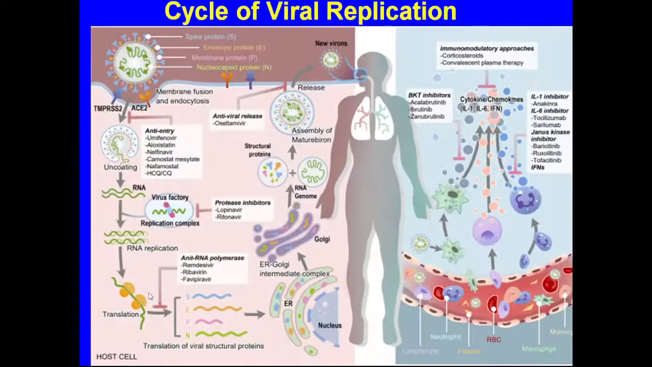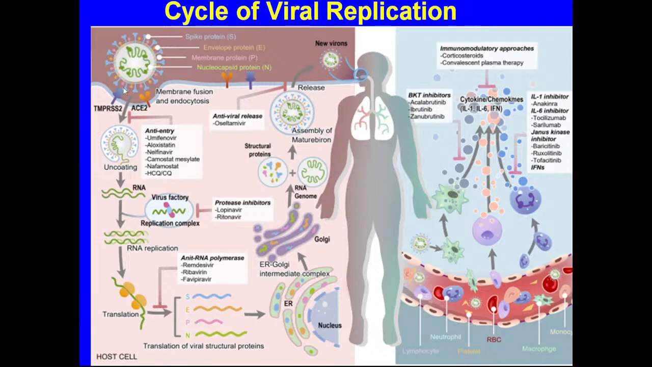Here you can see the whole way of replication of, for example, coronavirus. Why is it so important to understand the process of replication? Because in the process of replication, we may find the stages that can be used as targets for antiviral treatment. Let's take a look at the cycle of viral replication of coronavirus.